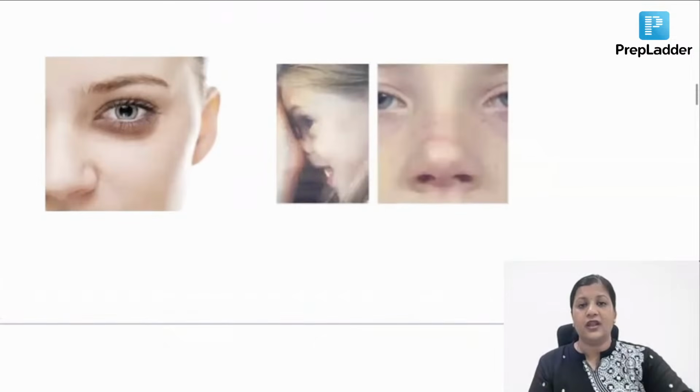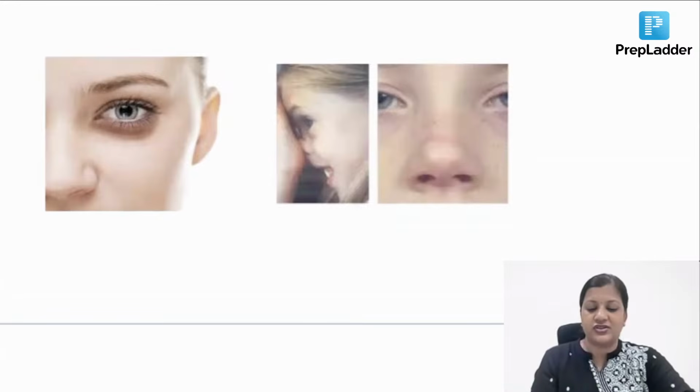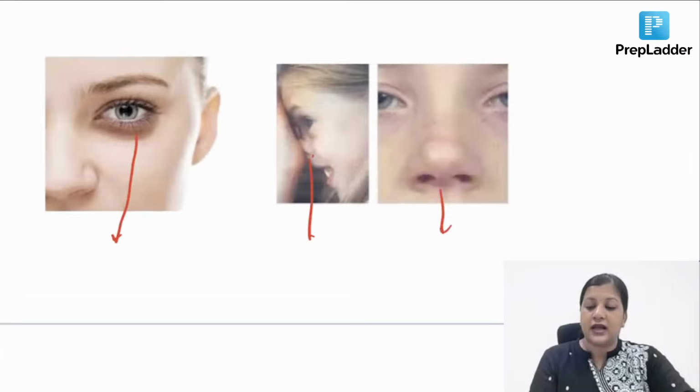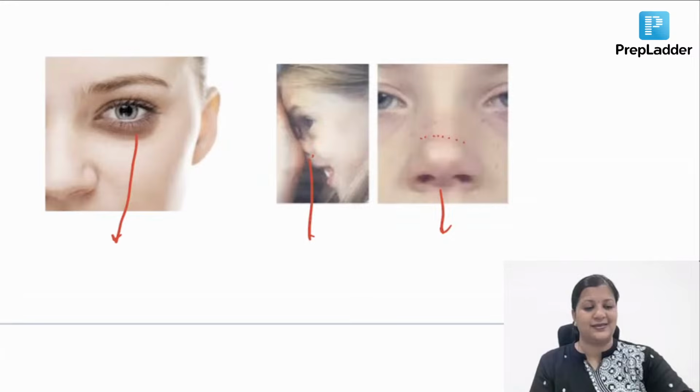Okay. Now, this was again an INI-CET question where they asked you about this image showing to you that there's a blackish discoloration under the eyes. The patient is constantly rubbing the nose. What is the sign called as? And there is a dark line that is present on the dorsum of the nose. What do you call this as?